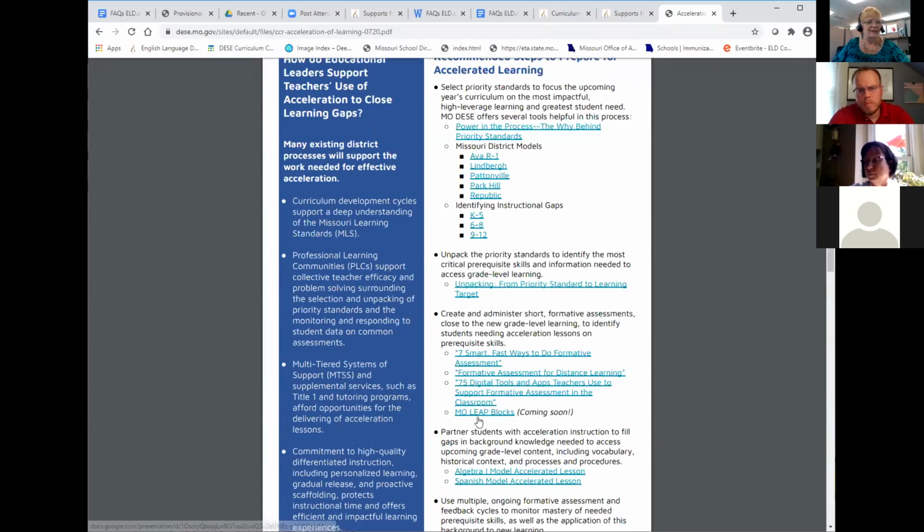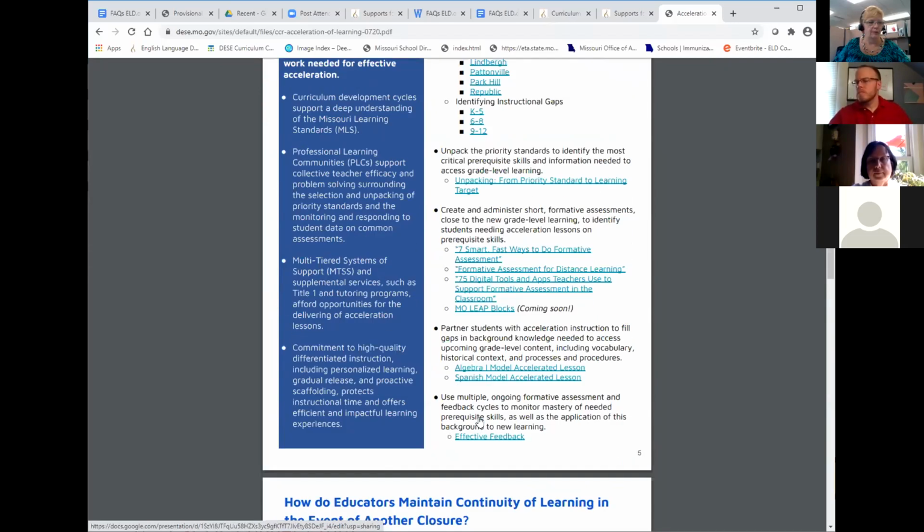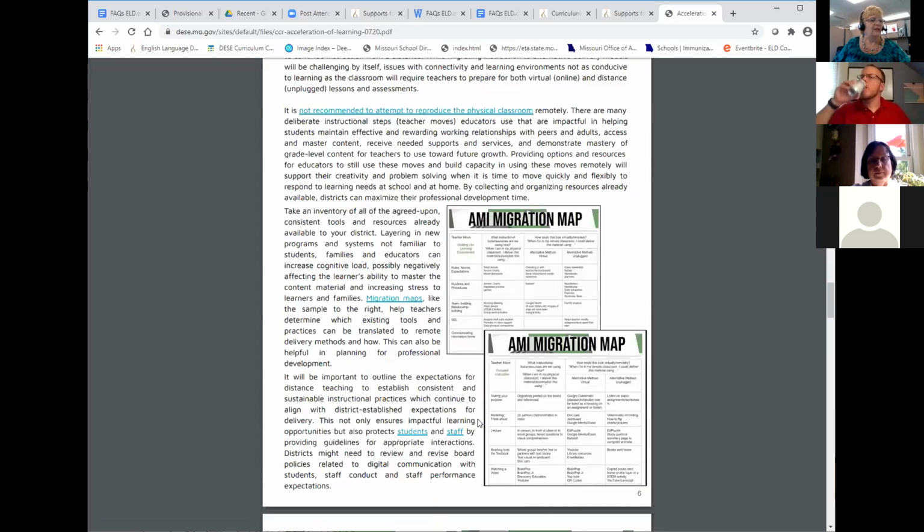It talks about the MOLEAP blocks, which are in the process of development. Some of them are ready to go. And then it comes to the AMI migration maps. These are a wonderful set of ideas that you can use. It gives you the teacher move, what the instruction would look like, whether it would be remote or virtual, and as far as the activity, what you could do in both of those areas. They're very well done.